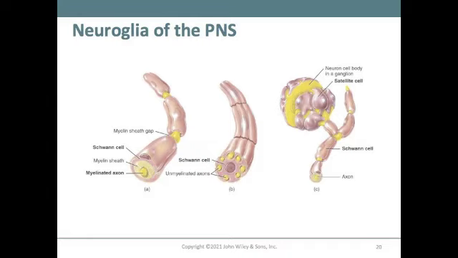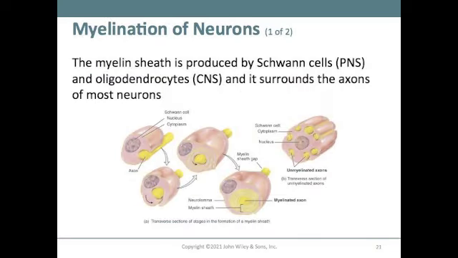And then quickly over here, we see that when we have a group of nervous cells together, we call that a ganglion. And those ganglions are usually surrounded by what we call satellite cells. So you can see here the satellite cells are kind of here on the top and then here underneath it. And the myelin sheath is produced by Schwann cells. We already established that. And the oligodendrocytes in the CNS, and it surrounds the axons of most neurons. So I guess the point is that most of the nervous cells in your body are myelinated.